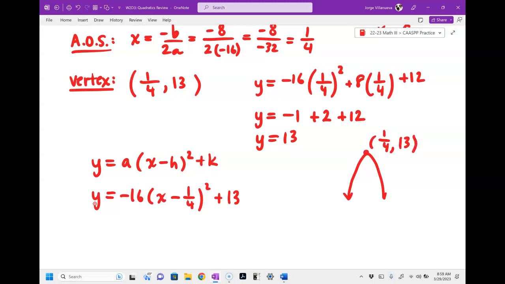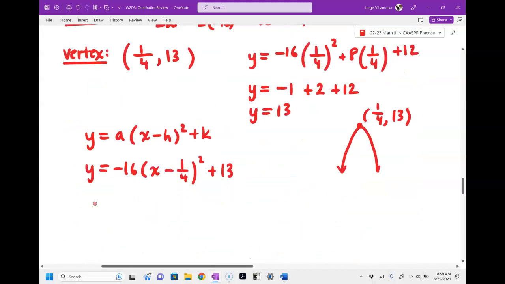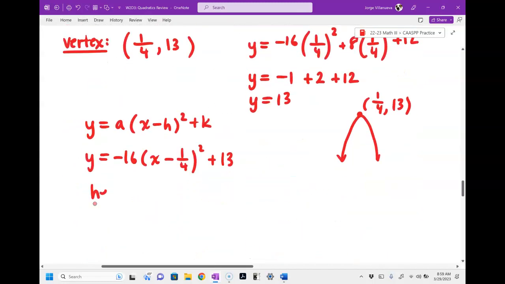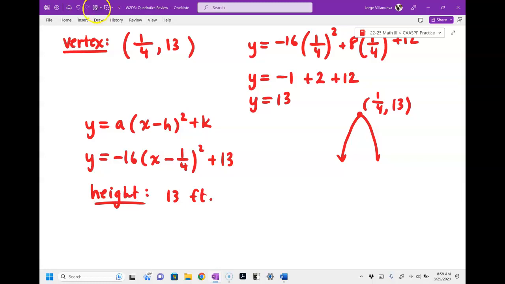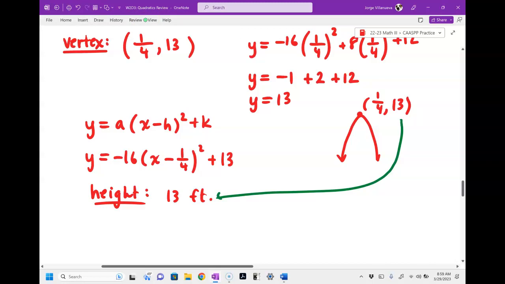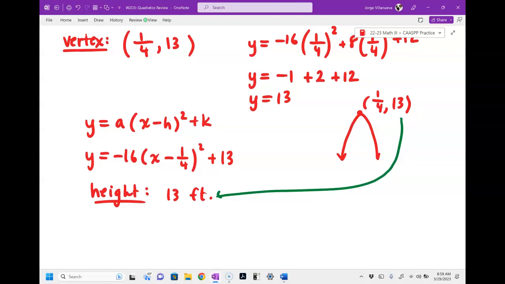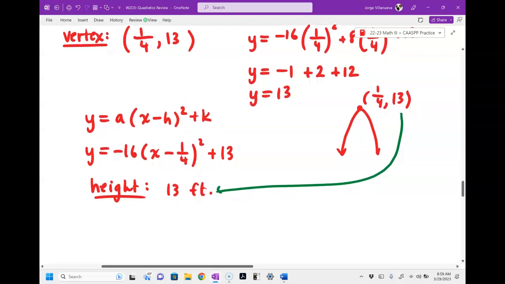13 is the y value. So the highest it went is a height of 13 feet. I think they said feet, right? Yeah. So the height is 13 feet. And that comes from this idea: that's the highest the graph goes, the vertex. Okay? So the height is 13 feet.